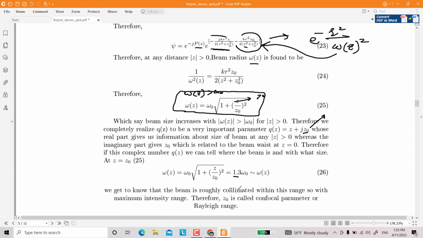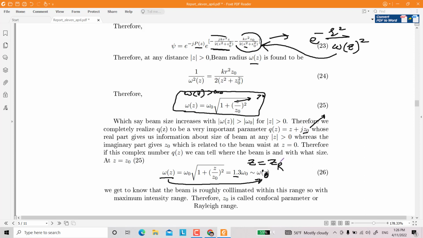This means that the value of beam radius at Z equal to the Rayleigh range, or the confocal parameter, is approximately equal to omega naught. I should better write omega naught here. Means omega of Z is roughly equal to omega naught if Z is equal to Z naught. Means within this Rayleigh range or confocal parameter, the beam is going to be roughly collimated.